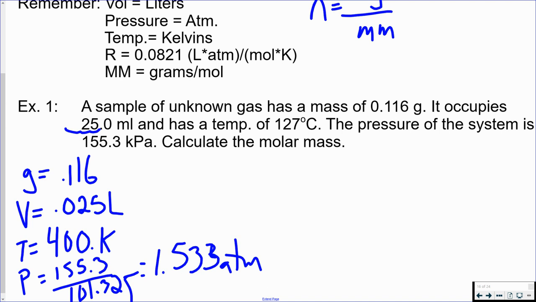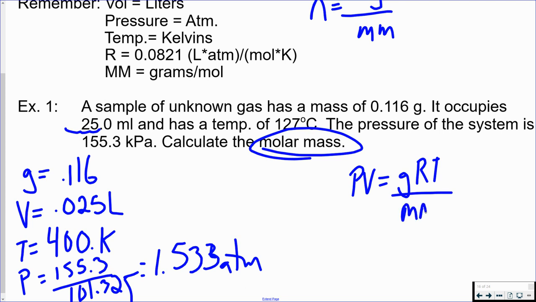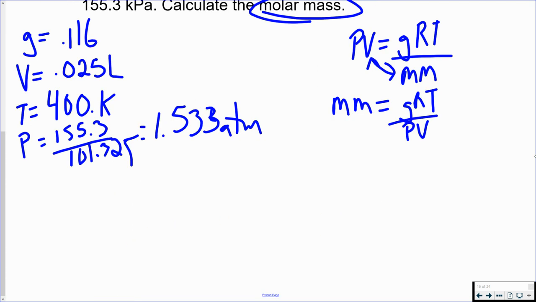So now it's kind of plugging it in. We're trying to find the molar mass that's in the bottom. So the original would look like this: PV equals gRT over MM. Now, if you're solving for MM, that is going to change spots with PV. They're just going to switch spots, giving you MM equals gRT over PV. So then we're going to plug it in. Remember, your R value is still 0.0821.